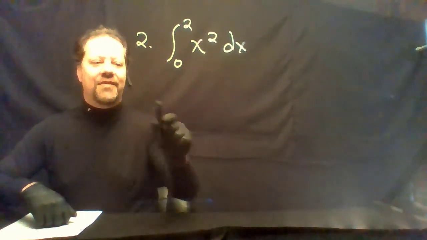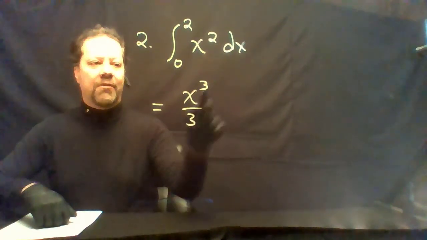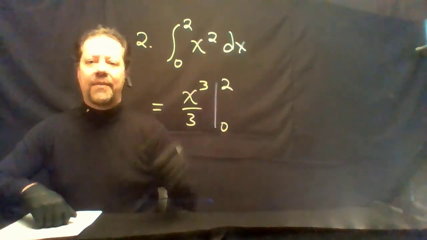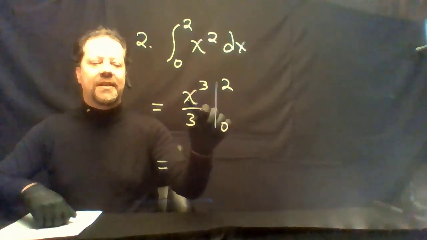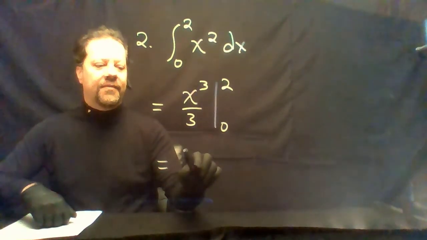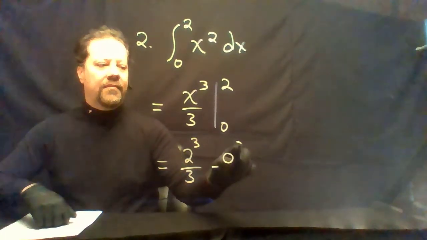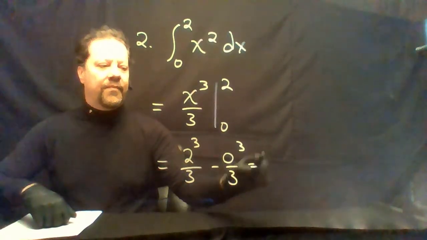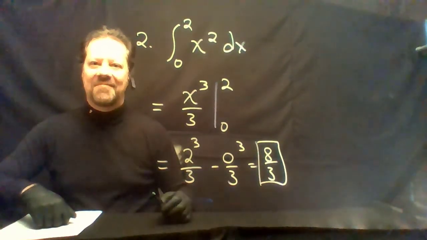The exact value is very easy to find. We find an antiderivative using the power rule. You evaluate at the endpoints and subtract. You always plug the top value in first. The answer is exactly 8/3.